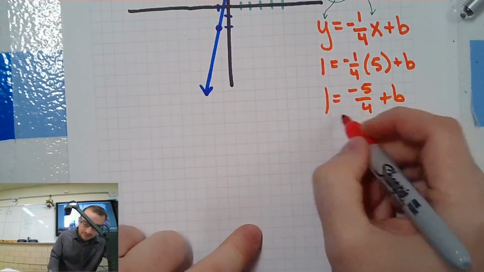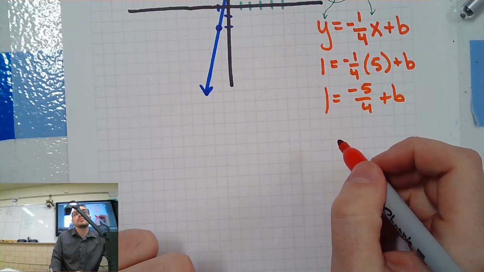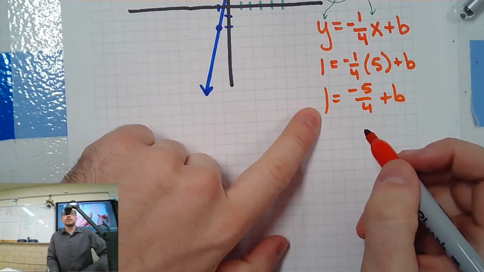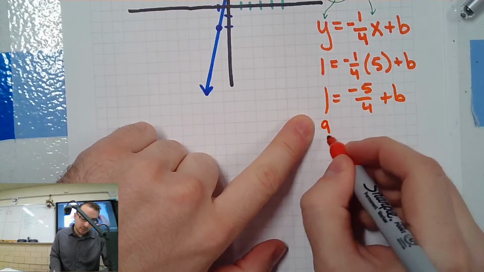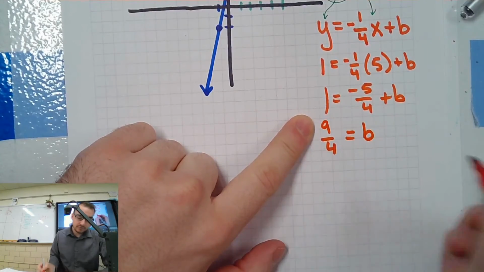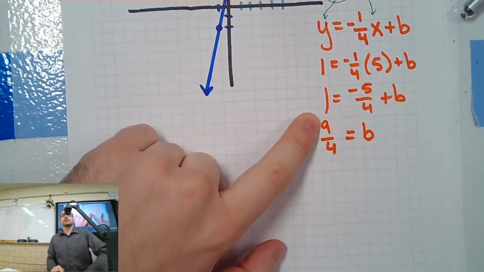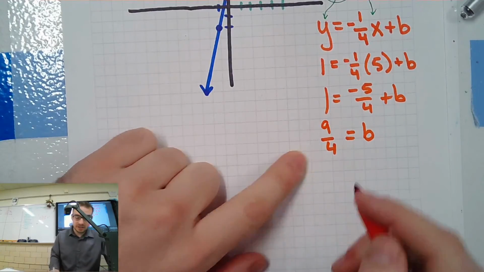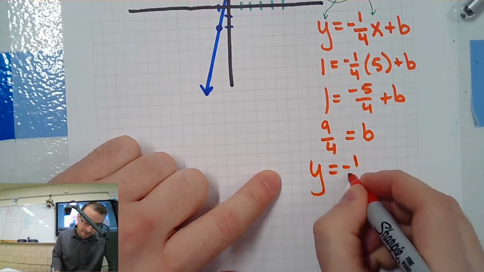Okay. I'm going to add 5 quarters. How many quarters in 1? 4 quarters, right, in 1. Now we've got 9 quarters because I added 5/4. I added this over. We cool? So B is 9/4. So our line is this.